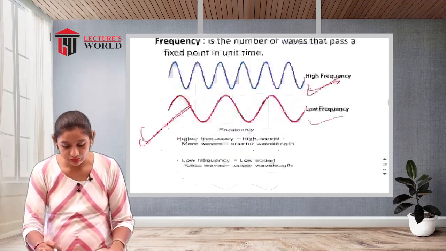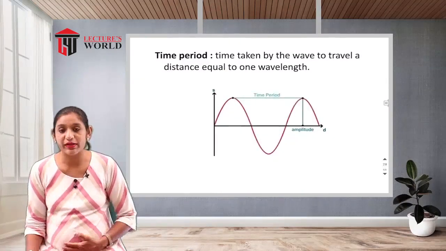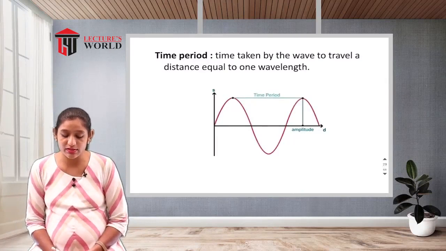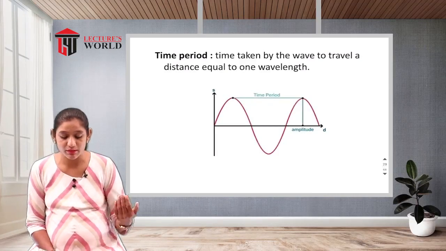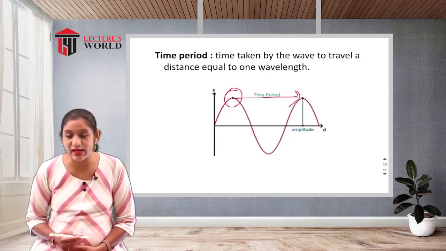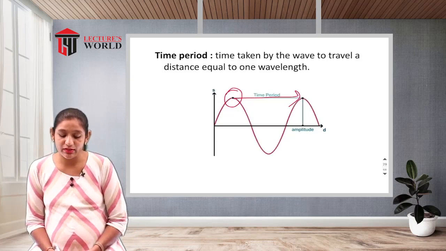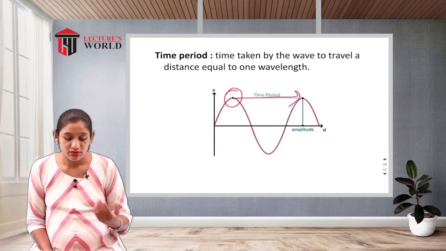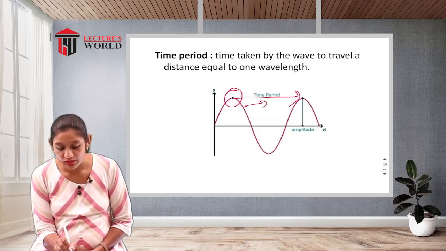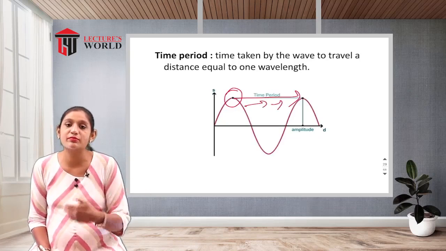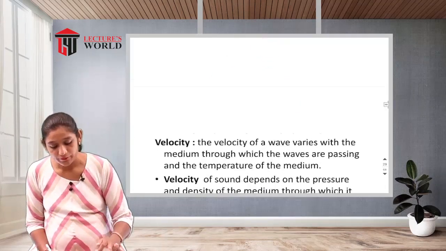Next one. The time period. The time taken by the wave to travel a distance equal to one wavelength. This is the one wavelength. The time period is the time taken by the wave to travel a distance equal to one wavelength. This is the time for the distance from one crest to another crest. This is how much time period it takes.